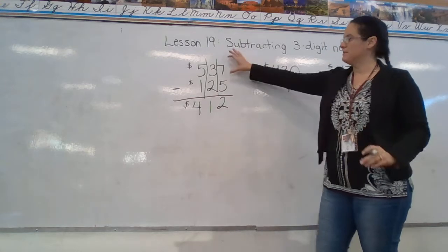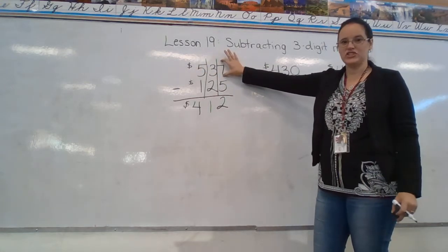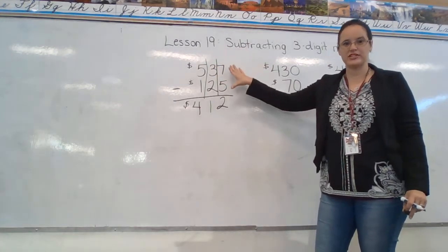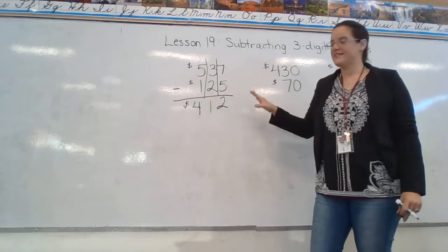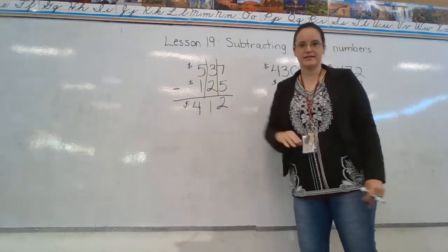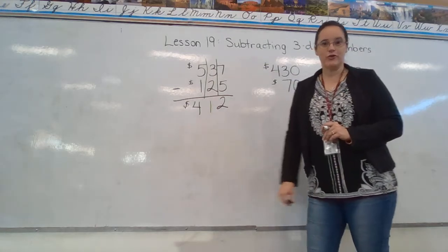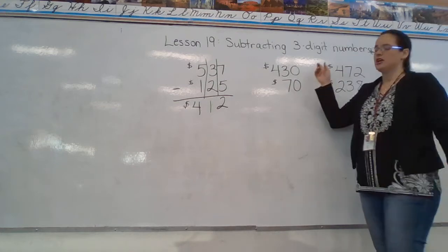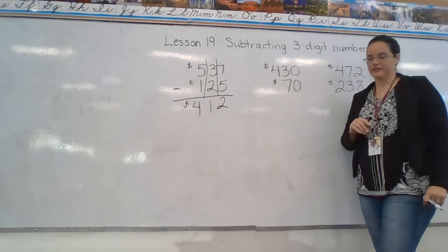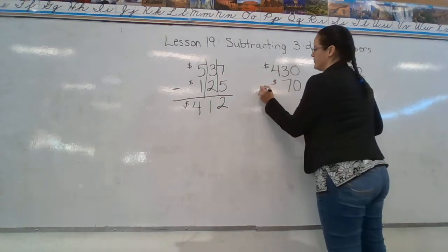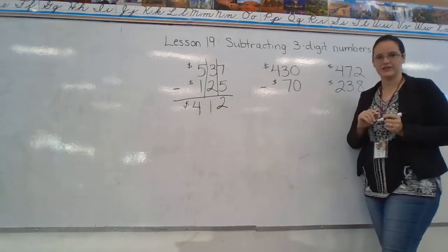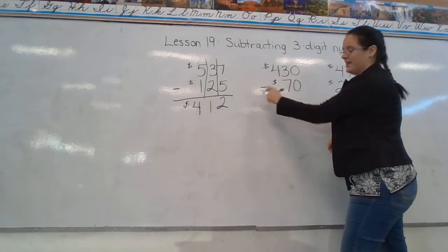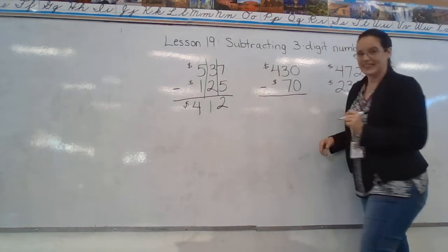If you notice, the digits on my top number are all bigger than the digits on the bottom. This is the easiest type of subtraction problem we have. We don't have to do anything special. We just subtract across the place value. So Cindy had $412 left. All right, in our next problem, Jamal had $430 and he landed on Teresa's property and had to pay her $70. So he had to pay. How much money does he have left?